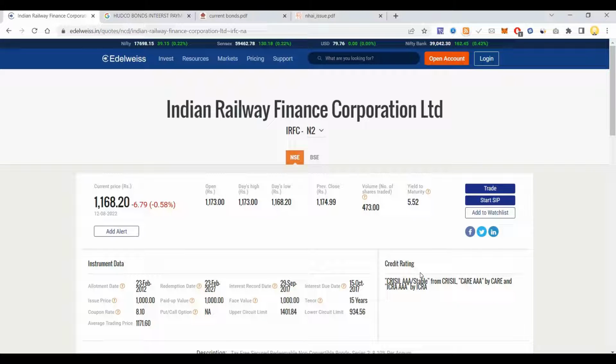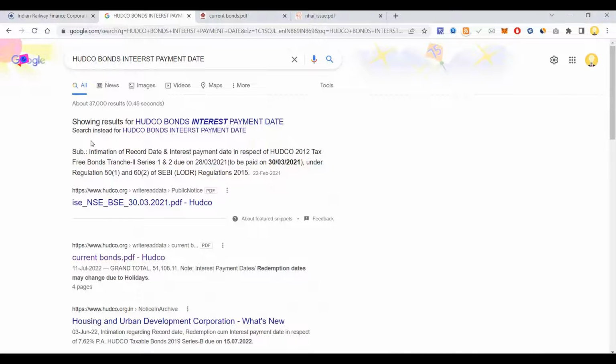After receiving the interest, you can sell it off and move to another bond with an upcoming interest record date, have that in your demat account, and collect the interest for that too. In this way, you can find it for other bonds like HUDCO, Housing and Urban Development Corporation. It's not very easy to get those dates. You can go and search for it. I have found it for a few.